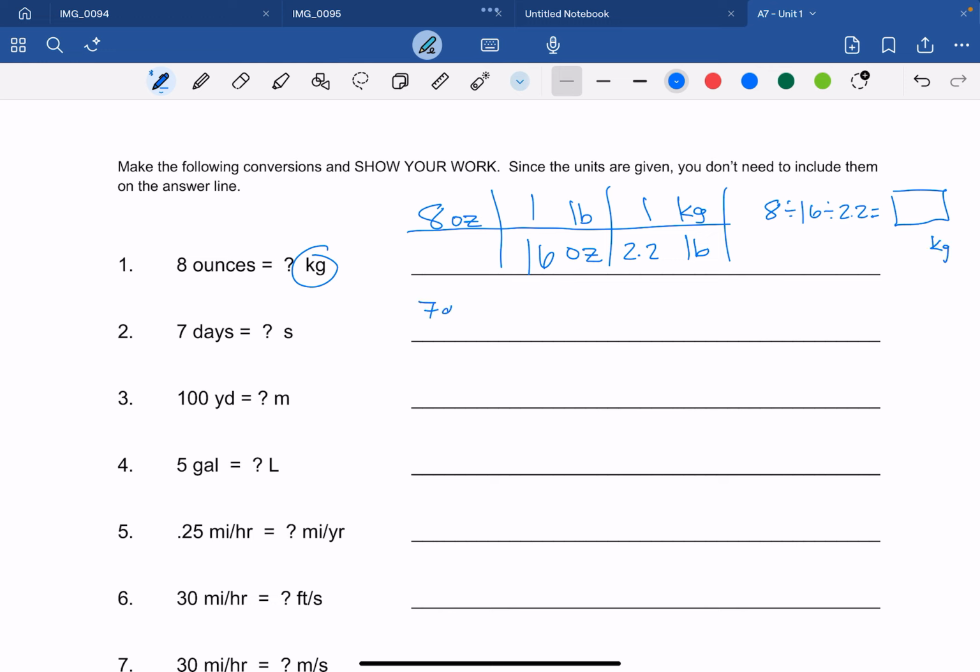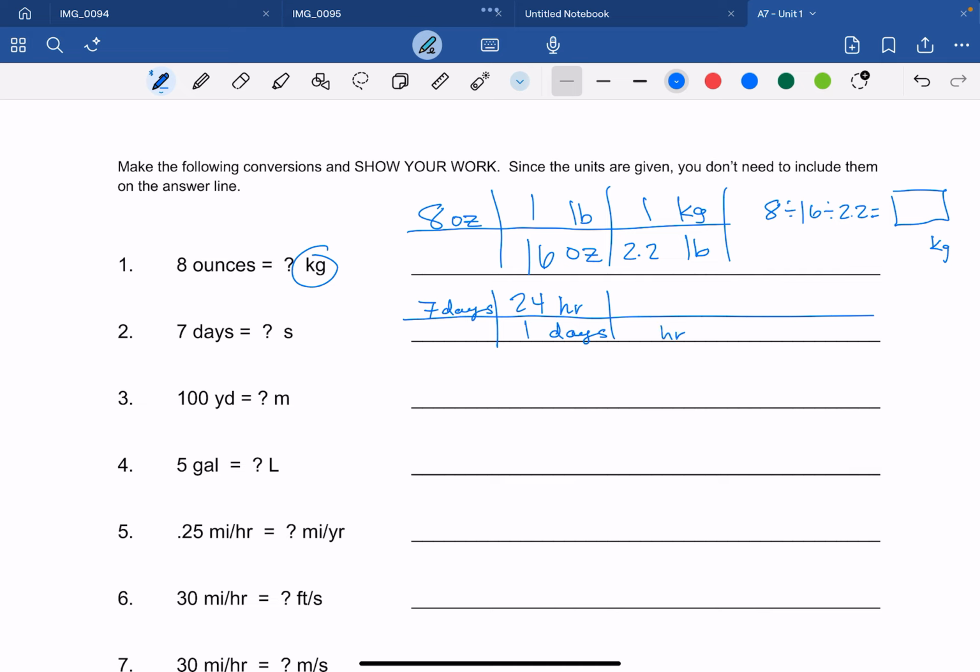The next one, you got 7 days, and we need to get to seconds. And we always want to move days down here right away. We'll see what we want to go into. Off the top of your head, I'm guessing we don't know how many seconds are in a day. So we can't go directly from days to seconds, but we could go from days to hours. In 1 day, there are 24 hours.